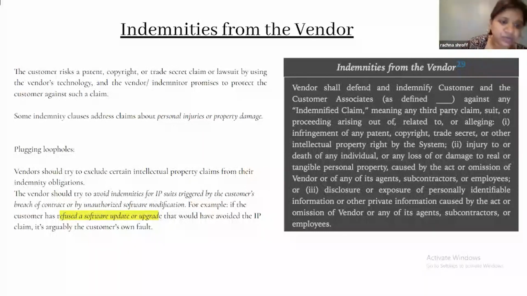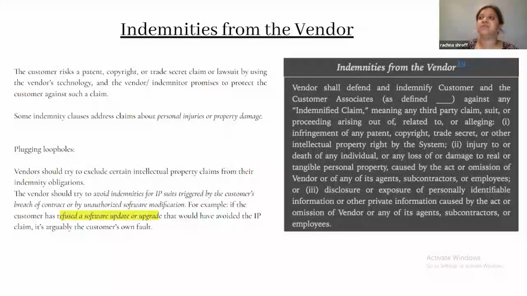Now we're plugging some loopholes. Vendors should try to exclude certain IPR claims from their indemnity obligations. The vendor should try to avoid indemnities for IP suits triggered by the customer's breach of contract or by using unauthorized software modification. Yeah. So do you see?